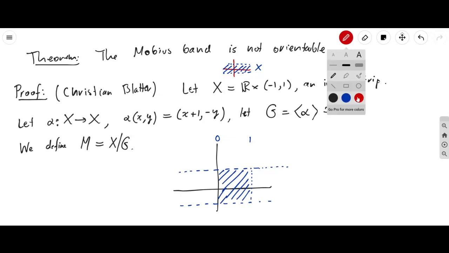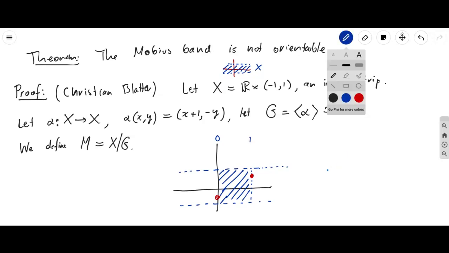And now, if you pick a point, let's say on this boundary, then that point will be equivalent. So you shift it over by 1, and then you negate. So this point is equivalent to that point. However, the upper edge and the lower edge are not equivalent to each other because there is no upper edge or lower edge. This is the Mobius band without any boundary.